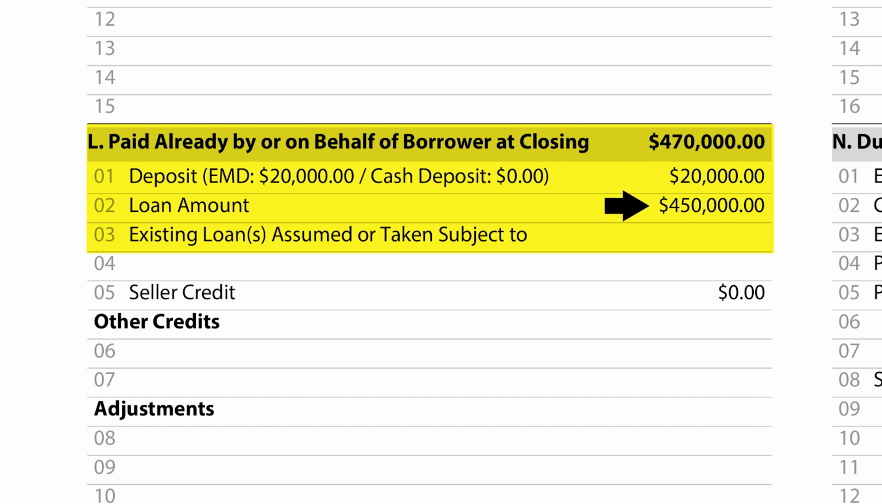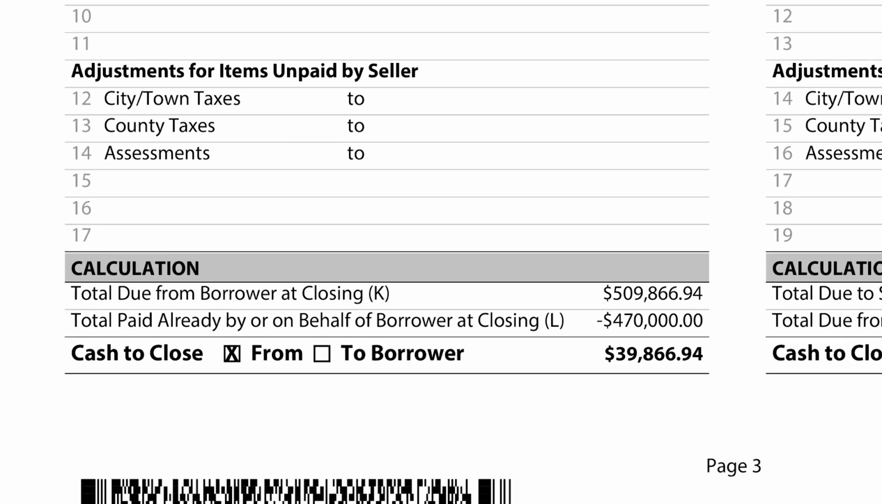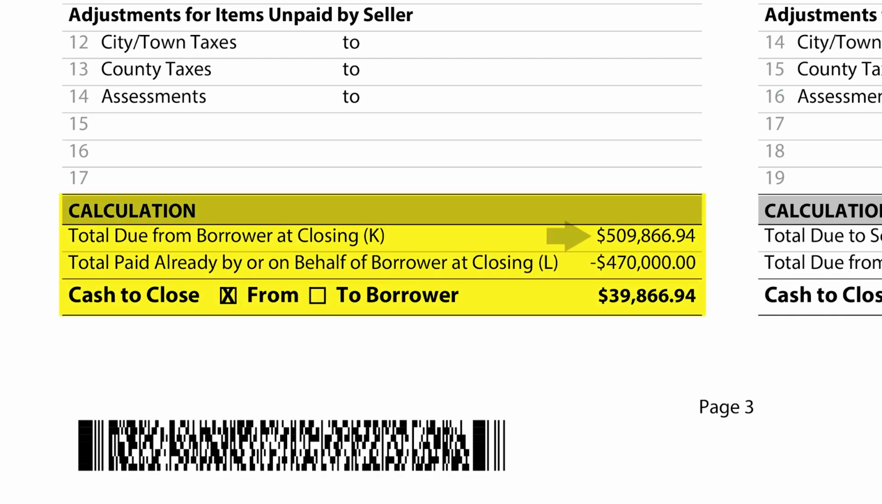$450,000. And then when you do the math on that, of the total due from the client of the $500,000 price and the closing costs, and then you back out the loan amount and the deposits paid, you'll see that she is bringing $39,866.94. So that's the difference between the loan amount and the closing costs, backing out the earnest money and any deposits paid, so that her cash to close is $39,866.94. This completes our review of the closing disclosure.